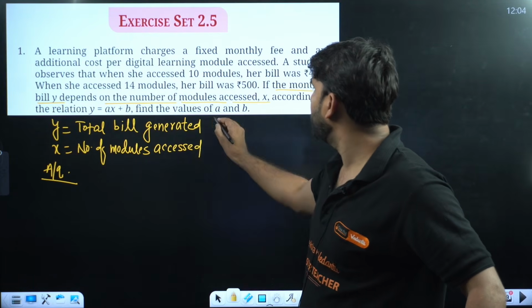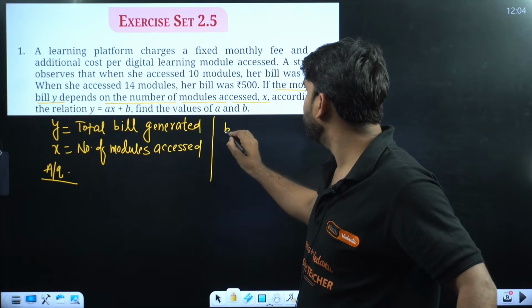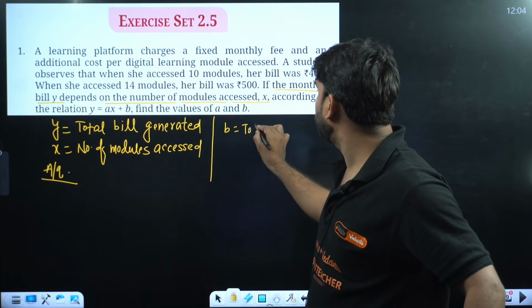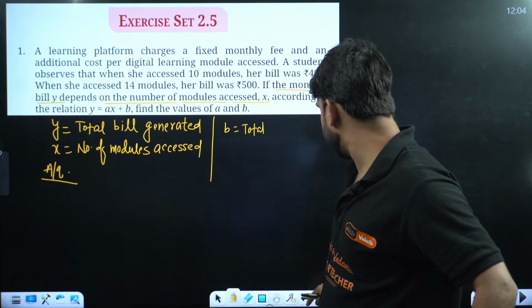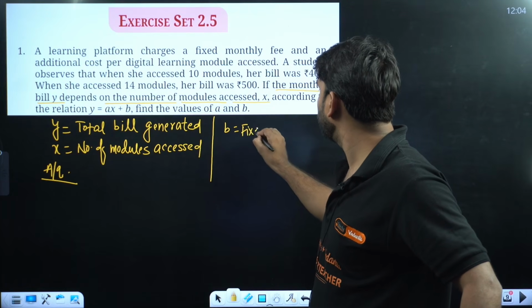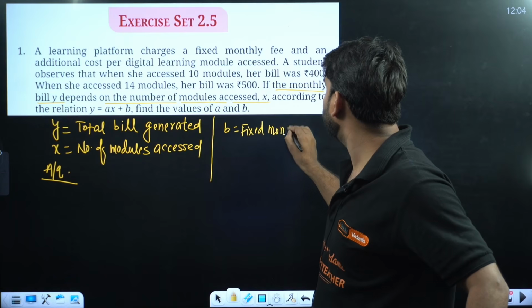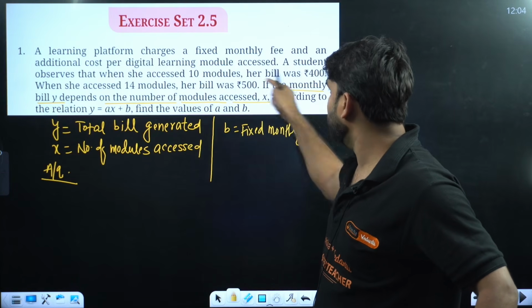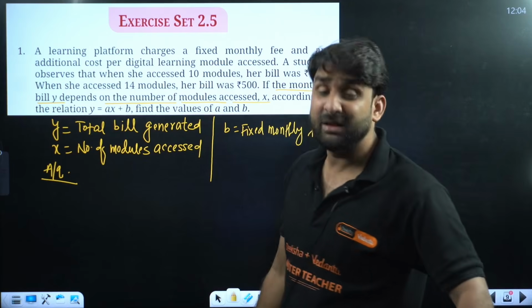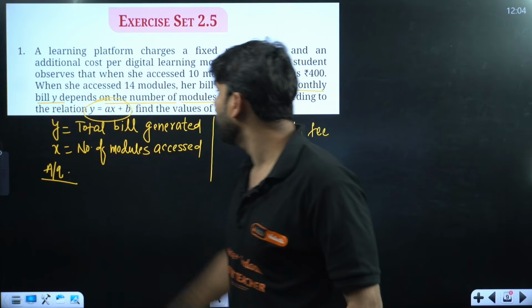So let's take one more term here, b, for the total fixed monthly fee. That is also there. In this bill, the fixed monthly fee is also included. So can we make the equation according to this? Yes, we can.